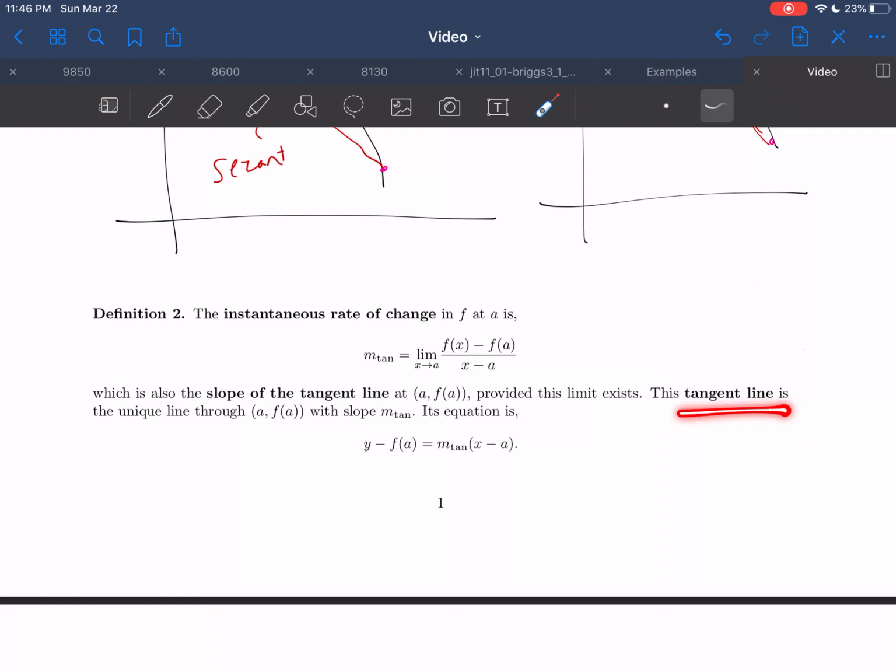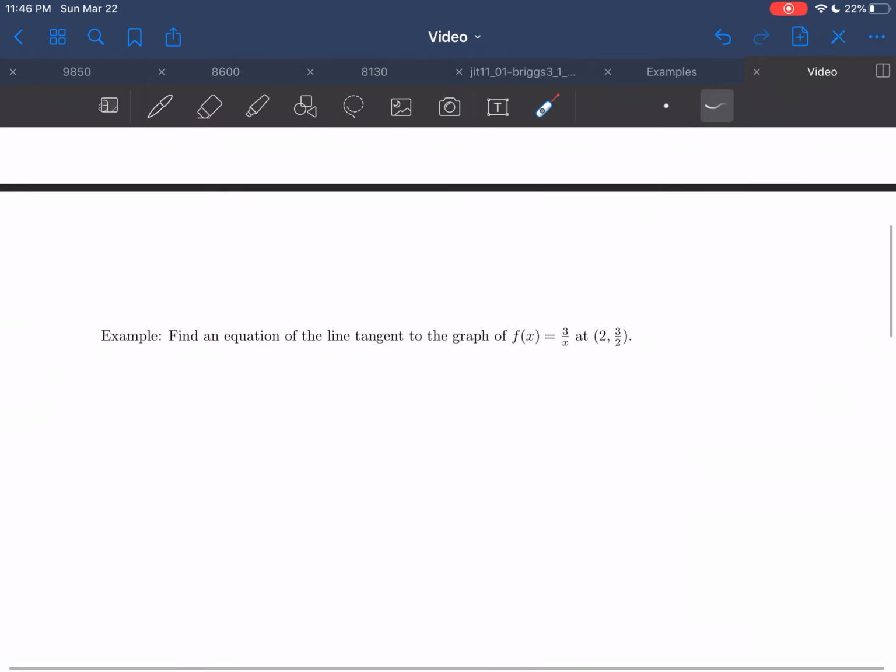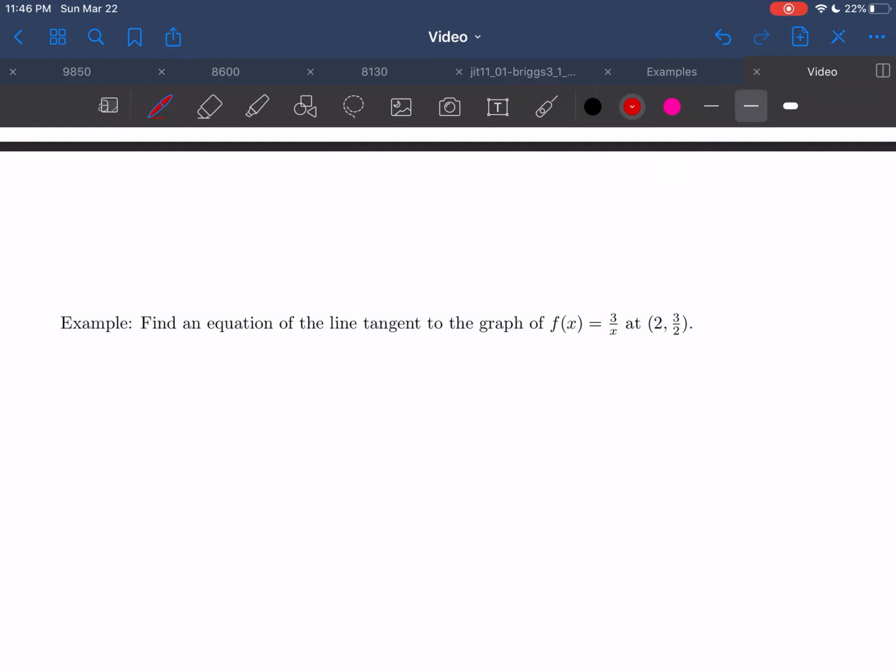Okay, and then the tangent line is a unique line through this point with our slope, that's our instantaneous rate of change. And the equation for our tangent line is given by y minus f of a equal to m tan, or the slope of this tangent line, times x minus a. Okay, and we can do an example. In an example, they would say something like, find the equation of the line tangent to the graph of f of x, which in this case is going to be equal to 3 over x, at the point 2, 3/2.